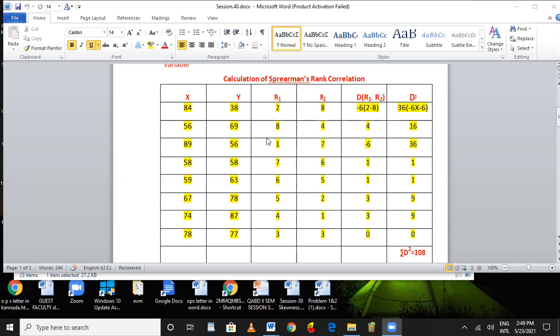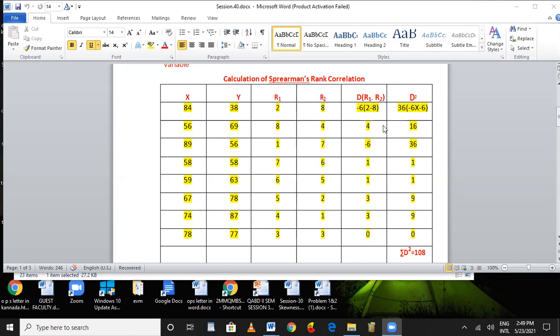After finding the ranks by the first judge and the second judge, we have to find the difference between R1 and R2. 2 minus 8 is minus 6, 8 minus 4 is 4, 1 minus 7 is minus 6, 7 minus 6 is 1, 6 minus 5 is 1, 5 minus 2 is 3, 4 minus 1 is 3, 3 minus 3 is 0.